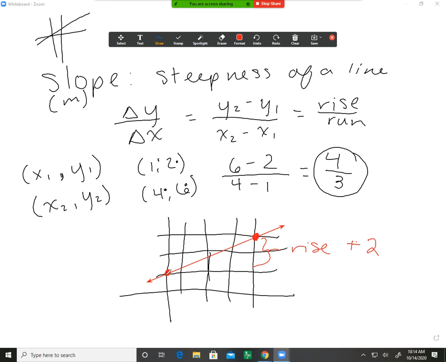Our run, we typically do left to right, like this. How many am I moving? 1, 2, 3, 4. So my run is 4. To find my slope, I put my rise of 2 over my run of 4 and then reduce. So my slope for this line is 1/2.